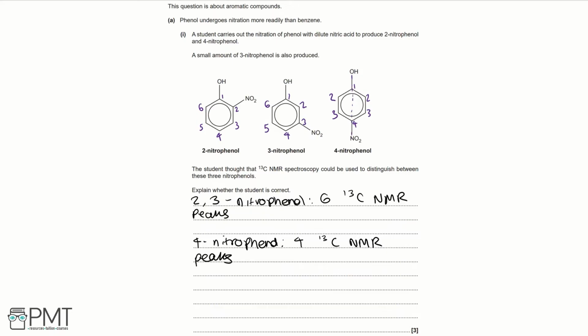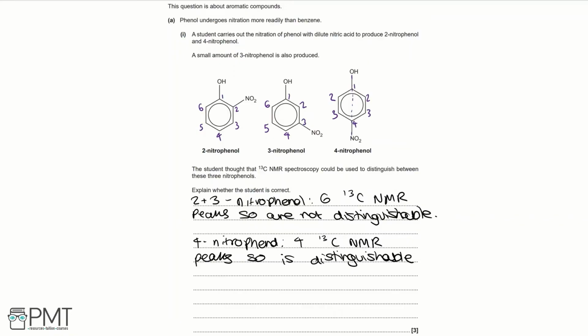one is distinguishable. We can identify which one's distinguishable by just writing a little sentence at the end of how many peaks are in which compound. So we can say that 4-nitrophenol is distinguishable and 2,3-nitrophenol is not distinguishable.